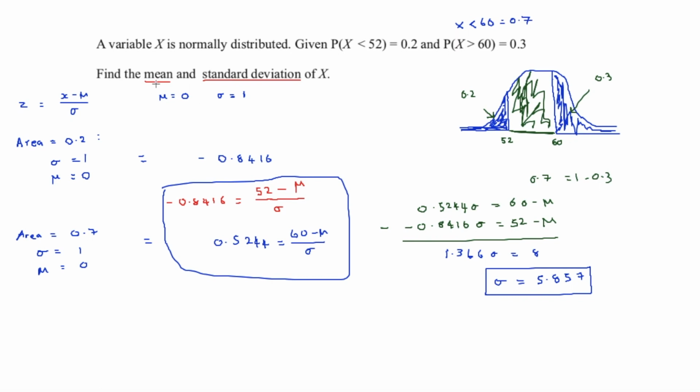All we have to do now is work out the mean, and we can just stick that back into one of these here. So for example, we'll stick it back into the first one, and the mean is going to be equal to 60 minus 0.5244 times the standard deviation, which you've just worked out, 5.857. Therefore, the mean is going to be equal to 56.929. So that's our mean there, and our standard deviation is that. So that's how you work it out using the inverse normal.